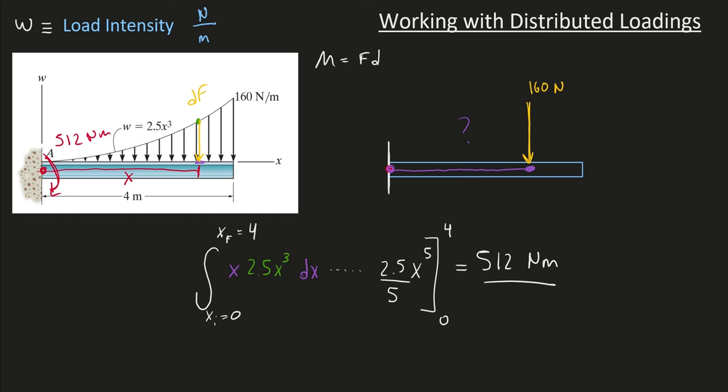Of course, we just have to ask the question, what distance d do I need to move that 160 Newton force so that it creates this same 512 Newton meter moment? And we'll do that math, and we'll solve it as 3.2 meters. So this distance here is 3.2. So I fully reduced the distributed loading to one force, which has the same force as the complete distributed loading, and it creates the same moment as the distributed loading.